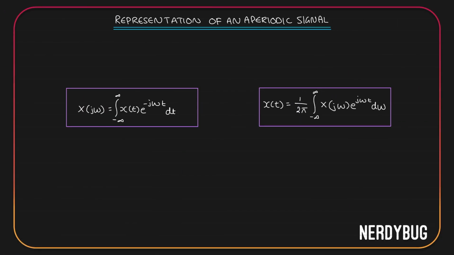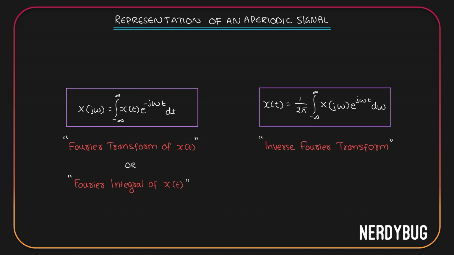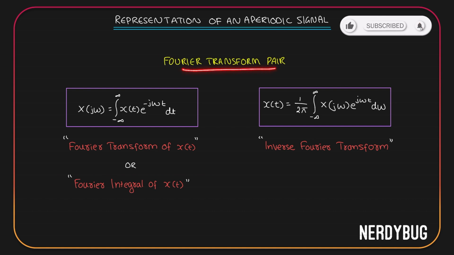So we got two equations. X of j omega is integral from minus infinity to infinity x of t e raised to minus j omega t dt, and x of t is 1 by 2 pi integral from minus infinity to infinity x of j omega e raised to j omega t d omega. The first equation is called the Fourier transform of x of t or Fourier integral of x of t. And the second equation is called inverse Fourier transform. Together we can call them the Fourier transform pair.